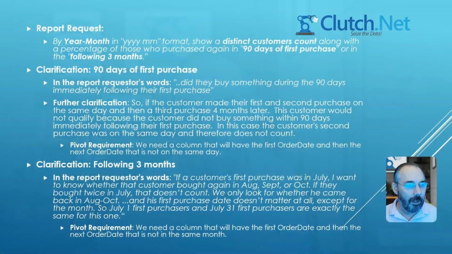Let's get to it. Okay, so the report request is for a year-month summarized report that shows a distinct customer count by year-month, along with a percentage of those who purchased again in 90 days of first purchase or in following 3 months. So as an experienced analyst, the first thing that should come to mind when you see a requirement like this is that it's not very clear.